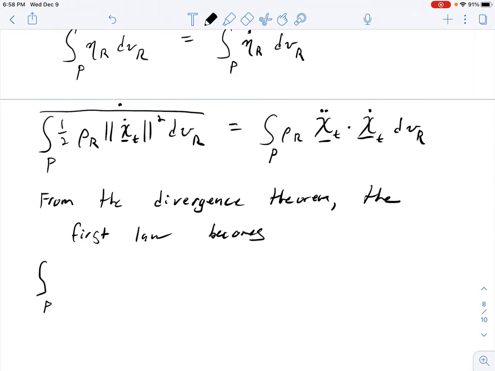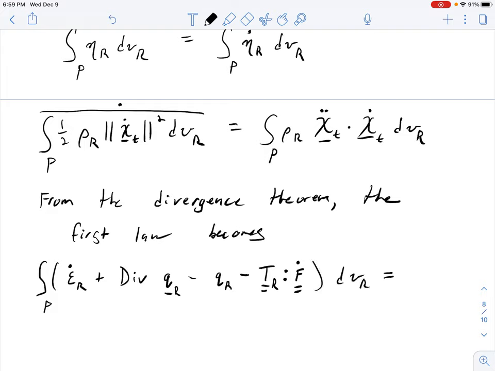The integral over P of ER dot plus the material divergence of QR minus the source minus the first Piola-Kirchhoff stress inner product F dot dVr is equal to zero.